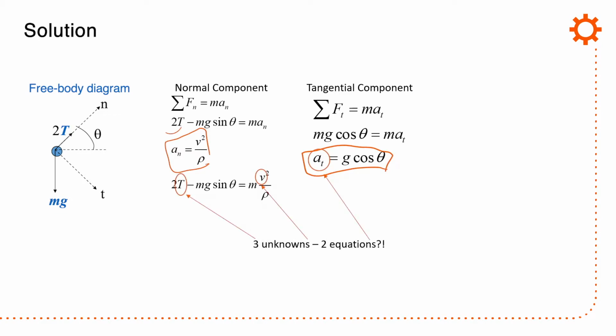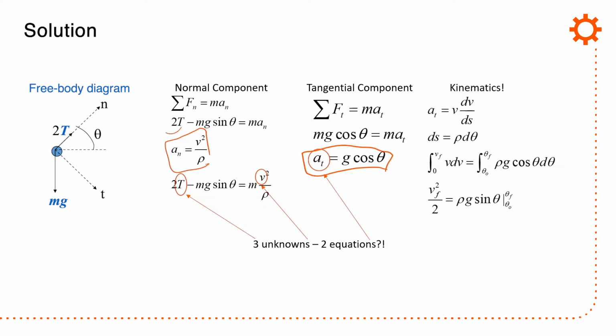Three unknowns, two equations. And in this chapter, this is something that's going to happen over and over. Next chapter, work energy. In the next chapter after that, when we look at momentum, we'll start to look at ways of getting rid of these unknowns. We're going to use kinematics. And kinematics, we already know that acceleration tangential is v dv ds, but the problem is the kid is swinging. So this kid is swinging down an arc, and we'll make that arc ds equal to radius of curvature times the displacement d theta.